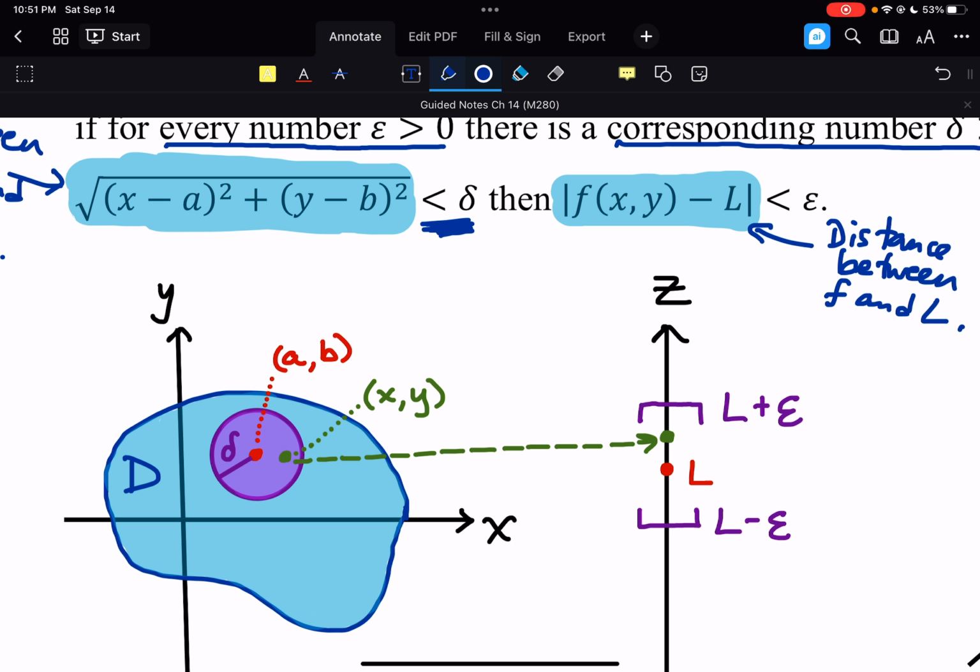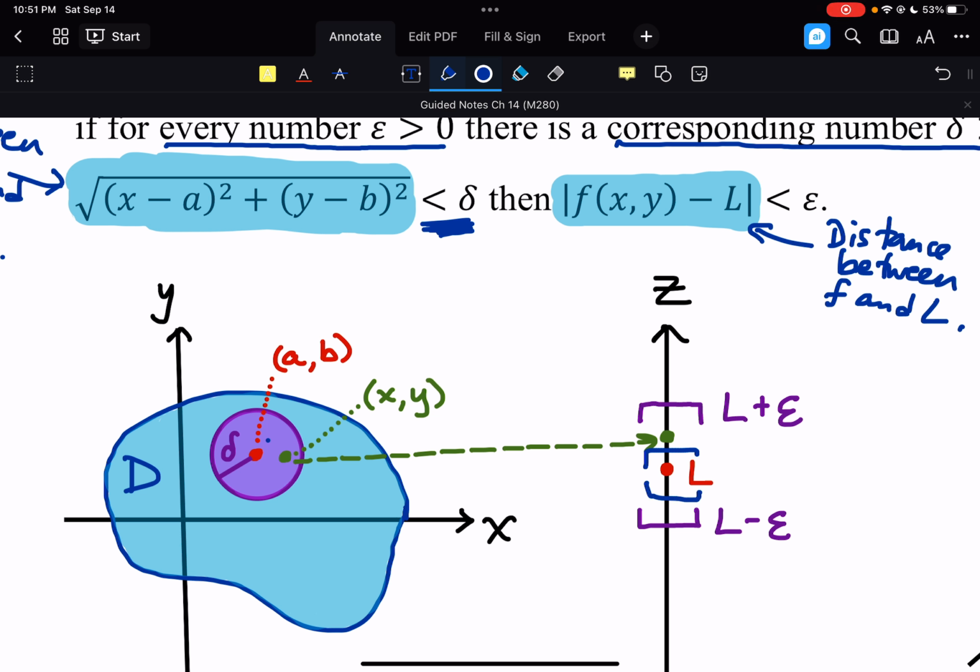And I want to know it within like half a unit, within like 0.5. And I say, okay, so you want it within 0.5 of the actual limit itself. That's great. I'm going to find a delta that shrinks this close enough to AB that my point will still be within the 0.5. And then you say, okay, well, that's great, but I want you to be within 0.1 now. I want epsilon to be 0.1. So this shrinks in here and gets us even closer to L.